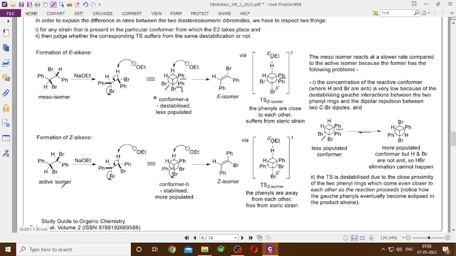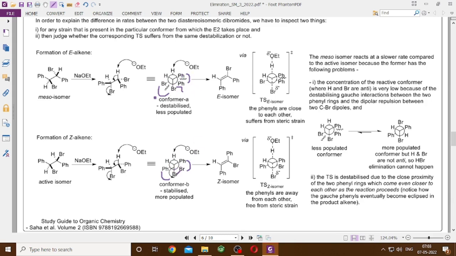Compare that with the active isomer, which is leading to the Z alkene. Now you can see that there is a phenyl-bromine gauche interaction, a bromine-bromine gauche interaction, and a phenyl-bromine gauche interaction. Now, from conformation analysis, we know that gauche interactions between like groups, that is between phenyl-phenyl and between bromine-bromine, are more severe compared to the gauche interaction between phenyl-bromine, which are unlike groups. So cumulatively, the two phenyl-bromine gauche interactions are less severe compared to the bromine-bromine and phenyl-phenyl gauche interactions.